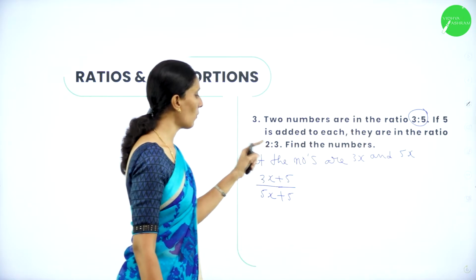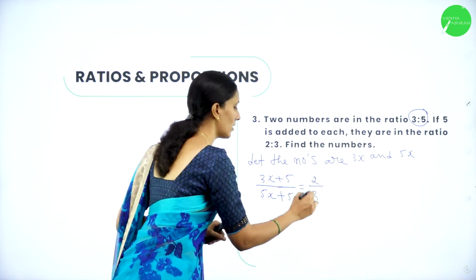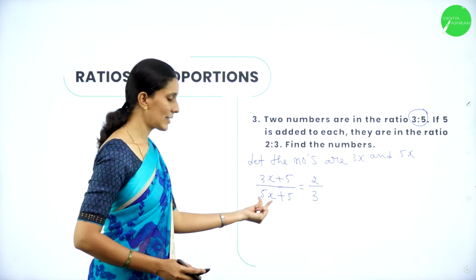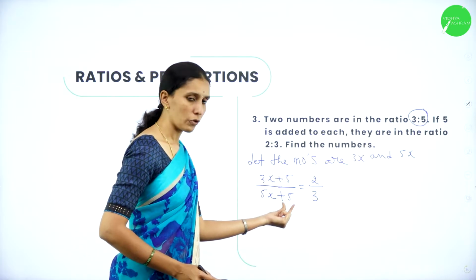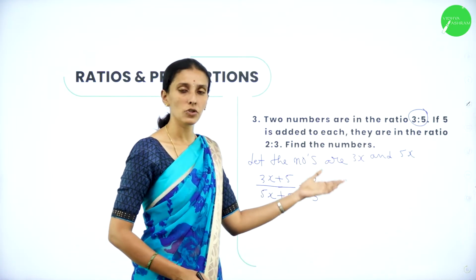Then that is equal to 2:3. That means it is equal to 2/3. So ratio, convert them into fraction. Our numbers are 3x and 5x. 5 is added to each. Then they are equal to the ratio 2:3. That is nothing but 2/3.